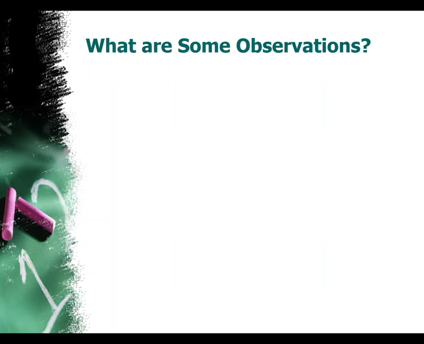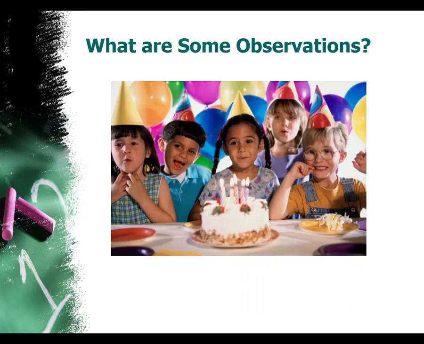Now, what are some observations if we were to look at a picture here? An observation that you might make is that you see balloons in the background, a blue balloon, an orange or a purple balloon, or that there are kids in the picture, that there's a cake there, that the cake has candles that are lit.